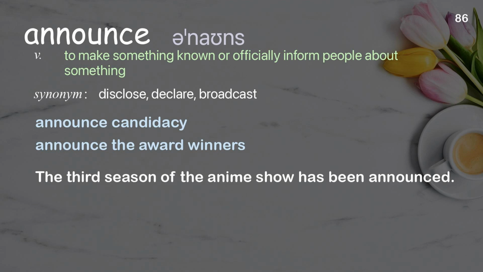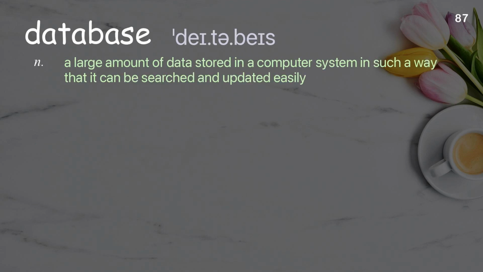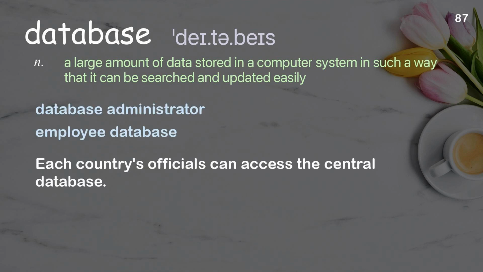Database. A large amount of data stored in a computer system in such a way that it can be searched and updated easily. Examples: Database administrator, employee database. Each country's officials can access the central database.